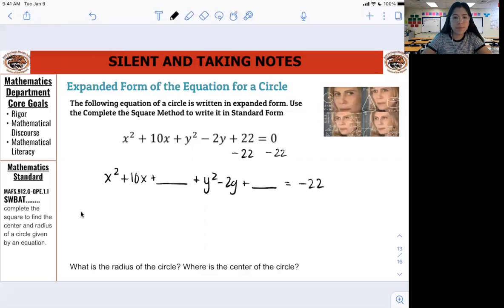Okay. All right, we're going to complete the square. What's my magic number for this one? Five. 5 squared gives me 25. But if I'm adding 25 over here, what else? Where else do I have to add it? The other side.